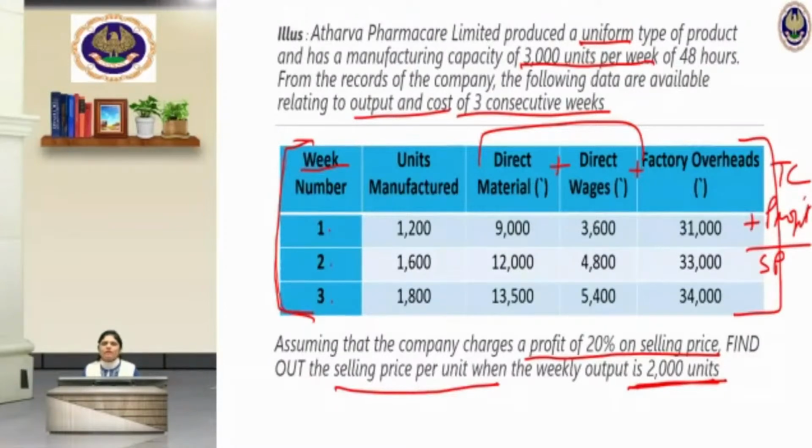So let us calculate the total cost first. Direct material, now you have to just make a statement of cost. 1200, 1600 and 1800, and then total cost. All right. So you have to do the total cost also. Let me just erase this.